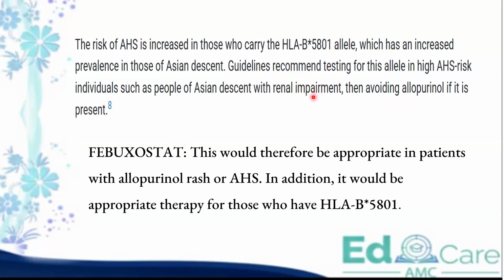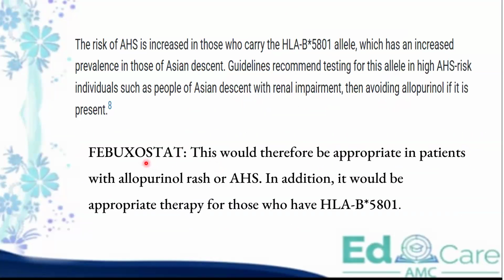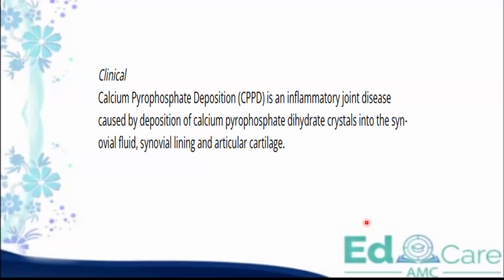And if there is renal impairment, especially if eGFR is less than 30, you avoid allopurinol, right? The next drug you can go for instead of allopurinol for maintenance is febuxostat. That is a newer drug, right? For those who have hypersensitivity syndrome or any allopurinol rash, or those who are allele positive, you can go for this drug. Now pseudogout, as opposed to gout, is known as the calcium disease.